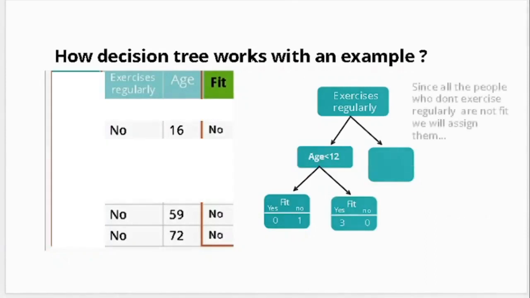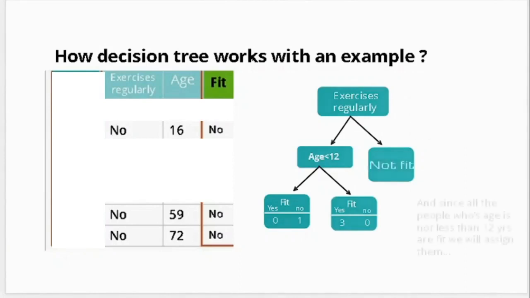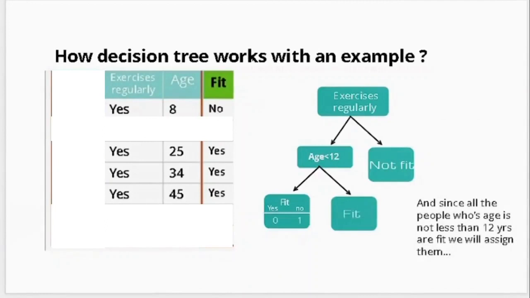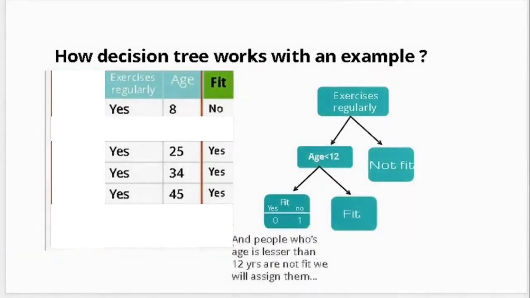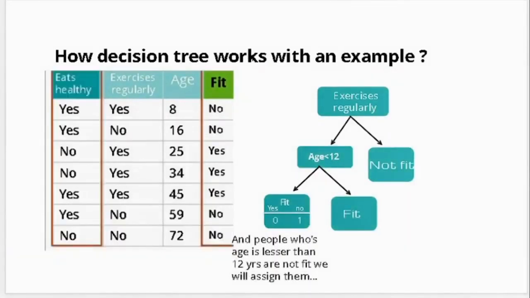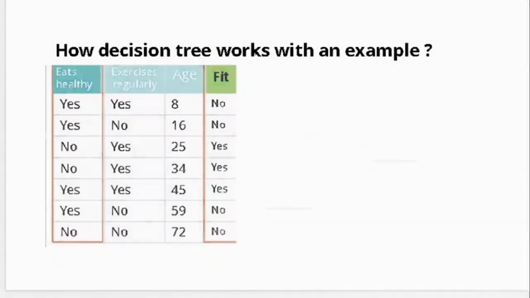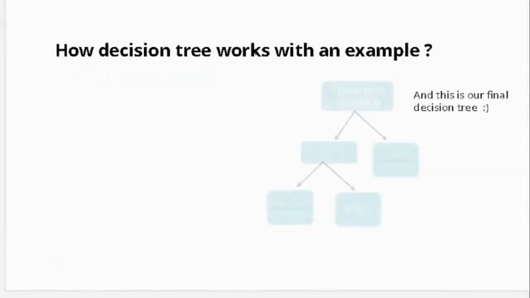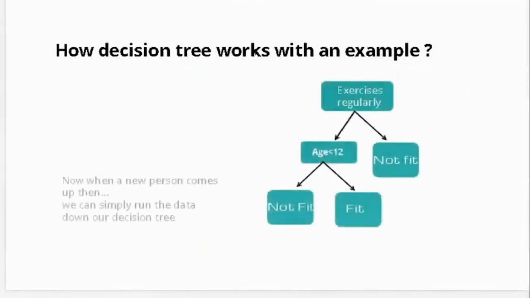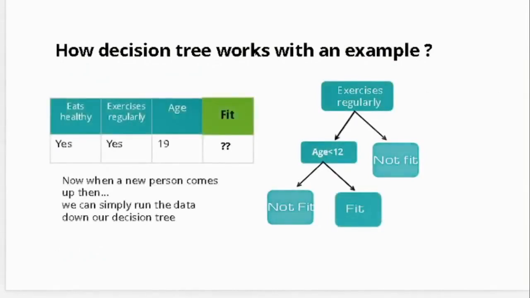Since all the people who don't exercise regularly are not fit, we will assign them not fit. And since the people whose age is not less than 12 years are fit, we will assign them fit. And people whose age is less than 12 years are not fit. So at last, this is our final decision tree. Now when a new person comes up, we can simply run the data down our decision tree and predict the value.